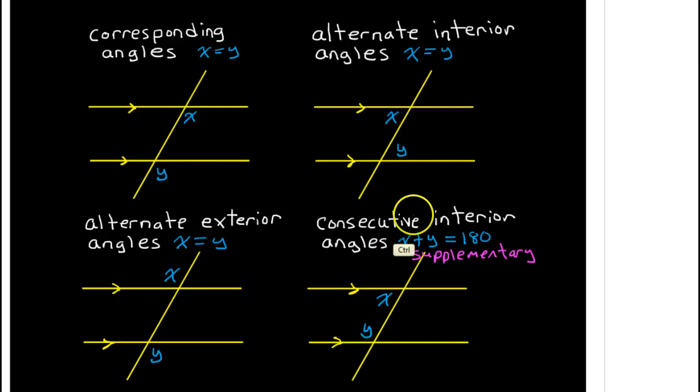Now, only if the lines are parallel, corresponding angles are congruent. In other words, X equals Y. Alternate interior angles are congruent. And alternate exterior angles are congruent. So these three are congruent only if the lines are parallel. If the lines are parallel, consecutive interior angles are supplementary. Okay, memorize that.